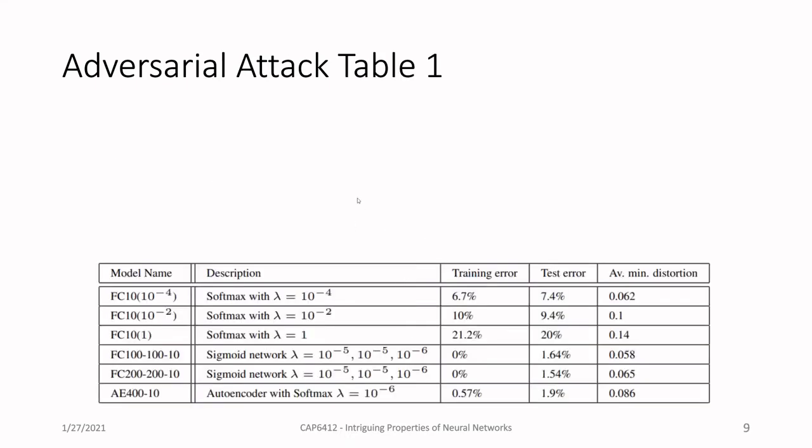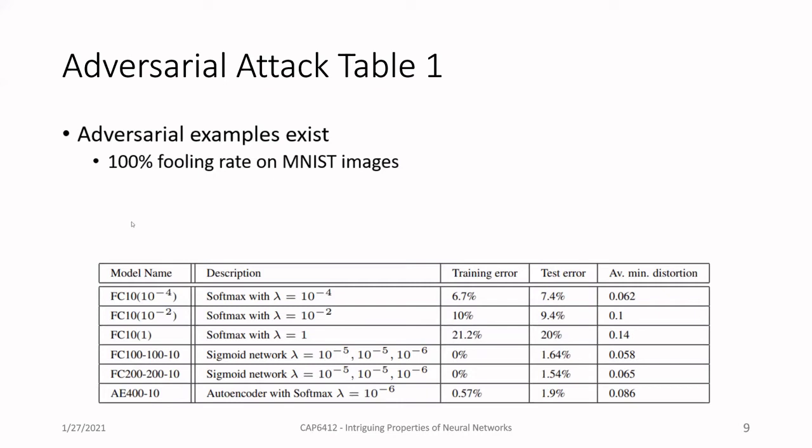And then this algorithm is used on various models and shown that adversarial examples do exist. For that, they show this table. If you could see the first column, they consider 6 networks here. The first 3 networks are FC10, and the value you see in the bracket is the lambda, which is the weight decay parameter, one of the hyperparameters for the model. So they consider 3 different hyperparameters for FC10, then 2 complex models, and then the autoencoder model. So they consider 6 different models and try to attack these models with the proposed attack algorithm on the MNIST dataset.